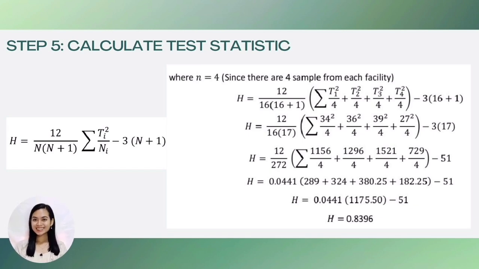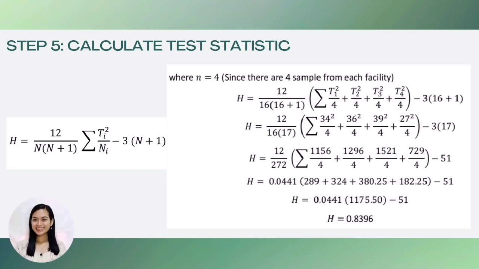So first, our T is our sums. For example, the sum of group 1 is 34. The sum of group 2 is 36. The sum of group 3 is 39, and the sum of group 4 is 27. And our n is just our sample sizes. We have 4 scores in each of our groups, so all of our n's are 4. Now that we have that, we can just plug those into the equation to solve for H. For each T squared, T1 is 34, T2 is 36, T3 is 39, and T4 is 27.